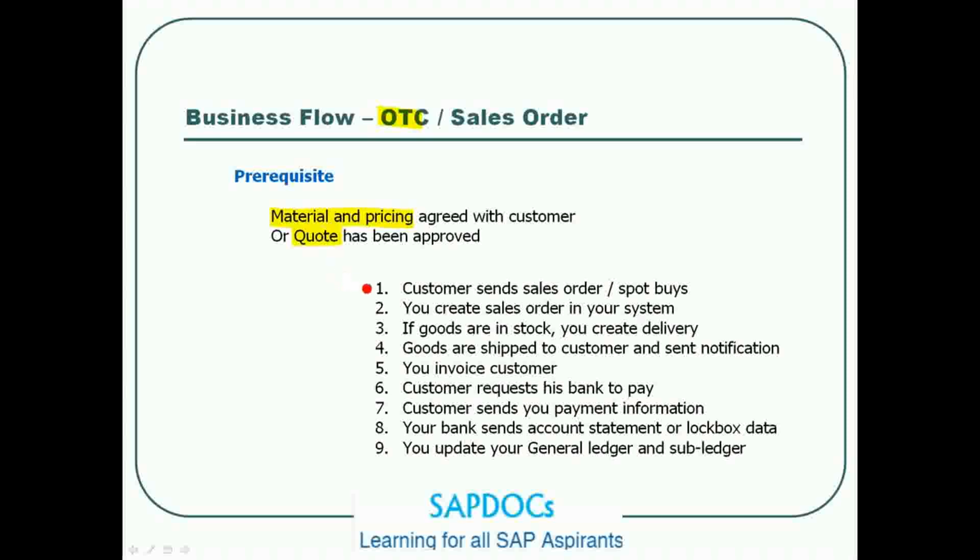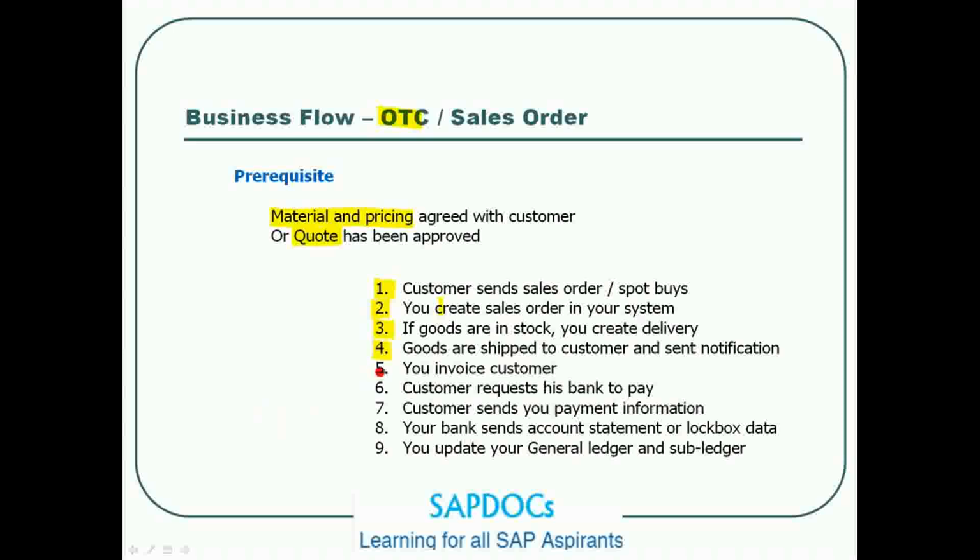Now let's take a look at the different processes that happen. First, customer sends you the sales order. Sometimes the sales orders are also called spot buys. Once you receive the sales order, let's say customer either faxes you or he calls you over the phone, you create the sales order in your system. Then if you have the goods in your stock, you get ready to ship the goods. And when you ship the goods out, either you fax the customer or you call him saying that, hey, your goods are on its way.